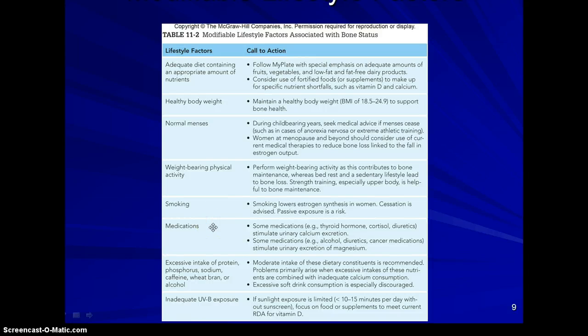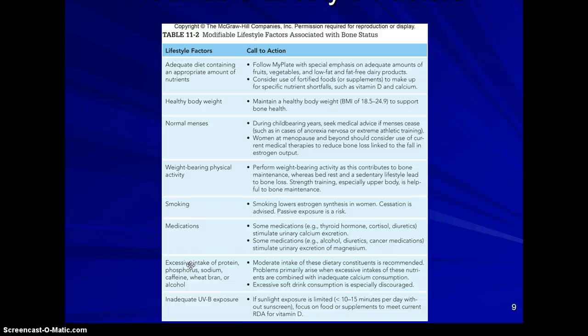Some medications like steroids and thyroid hormones can stimulate how much calcium we lose in the urine. Some things like alcohol and high intakes of caffeine and diuretics can increase the risk of losing magnesium in the blood. We talked a little bit about the excessive intake of protein in Chapter 6, and I want to reiterate that one of the problems in bone health is that even if you get adequate calcium, if you're not utilizing it, it's not being able to build bone. And we see this in people who have high intakes of protein.